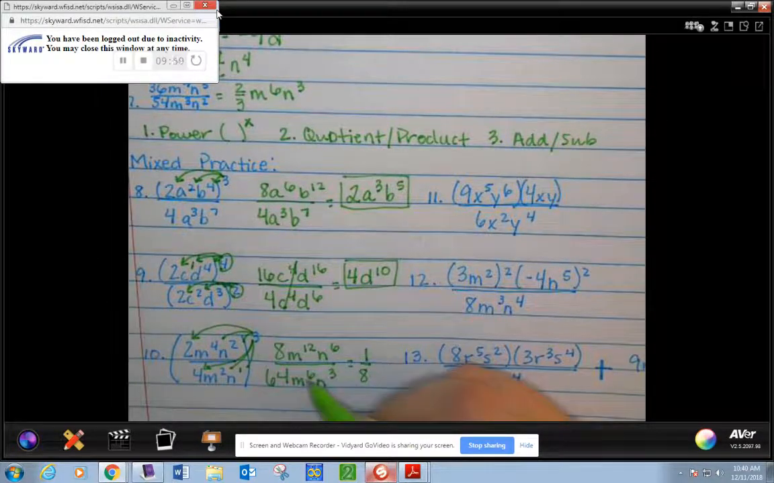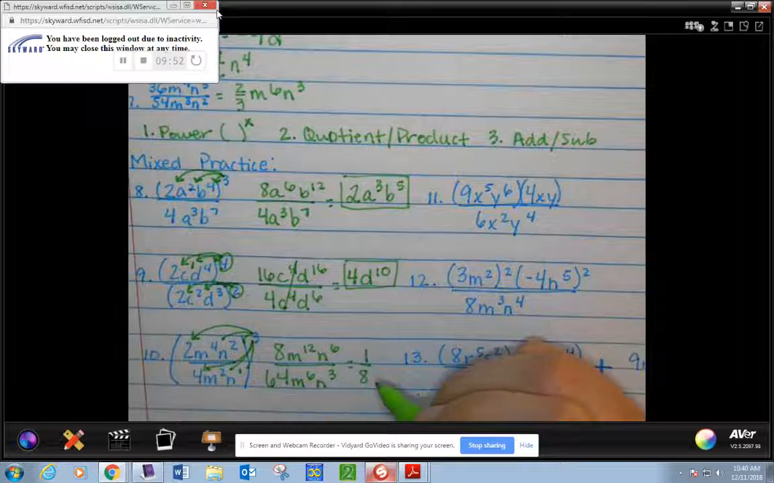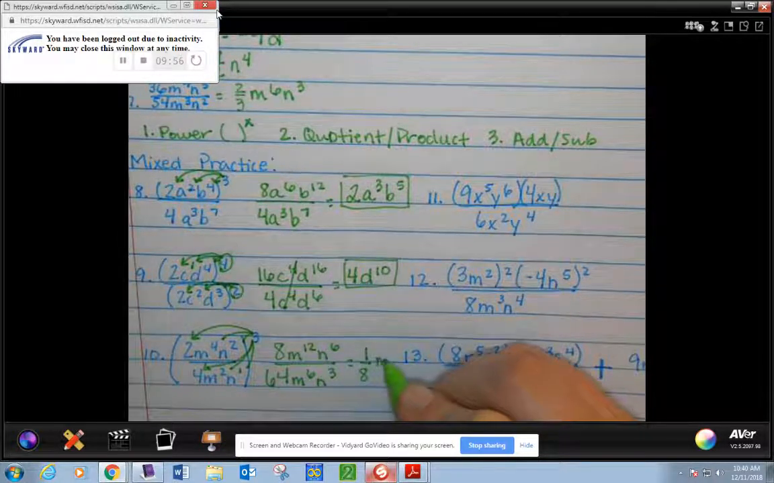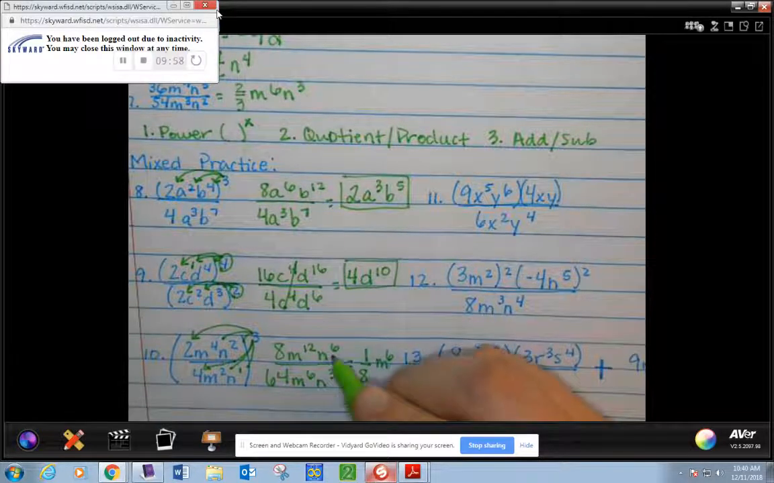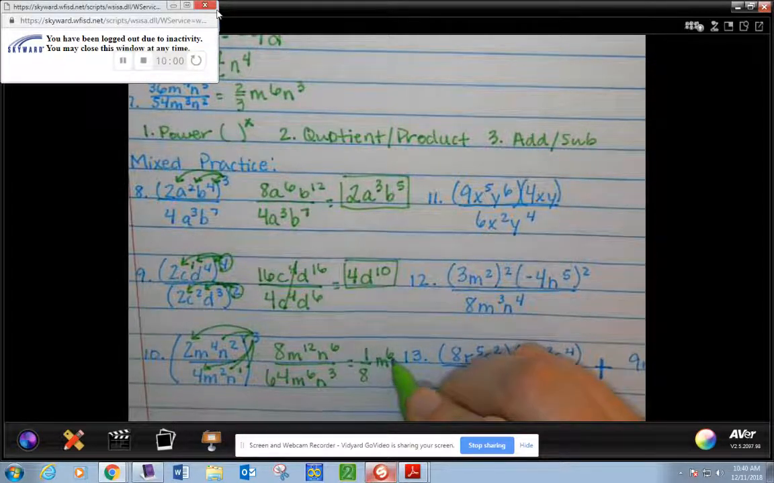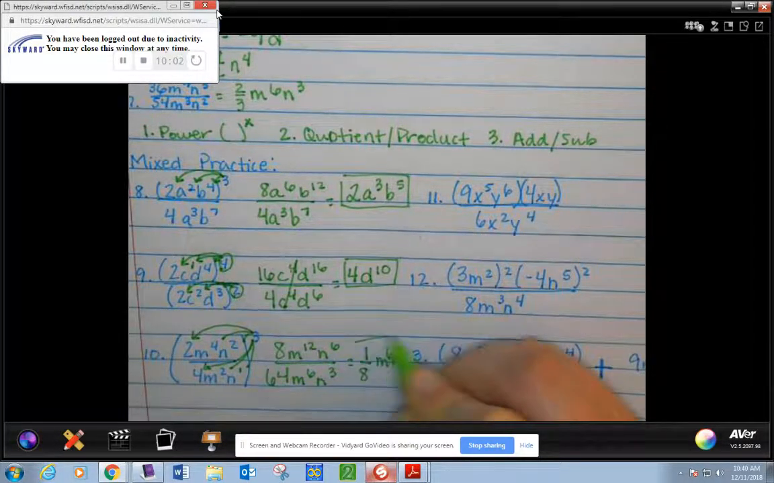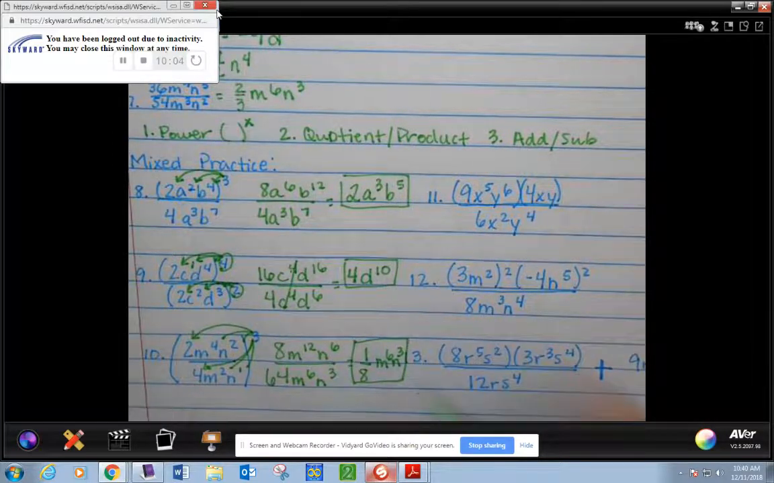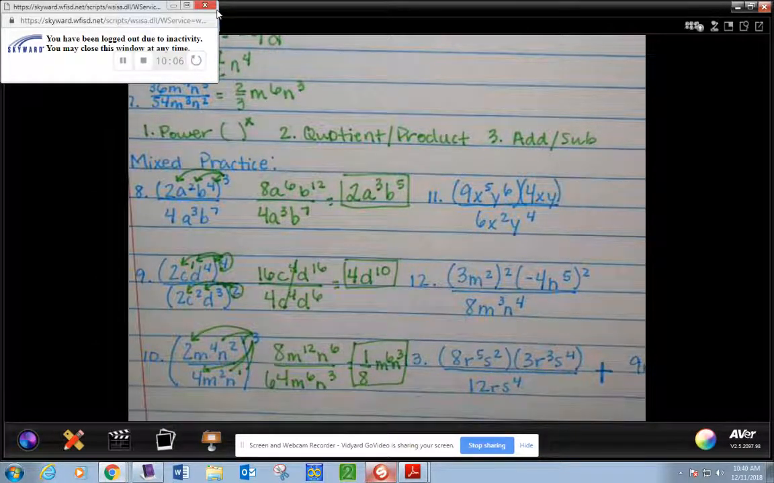m to the 12th divided by m to the 6th, 12 divided by 6, we're not actually dividing. Remember, we're subtracting exponents, so you get m to the 6th. And then n to the 6th and n to the 3rd, 6 minus 3 becomes 3. So 1/8 m to the 6th n to the 3rd. Okay, now I just got 3 more.